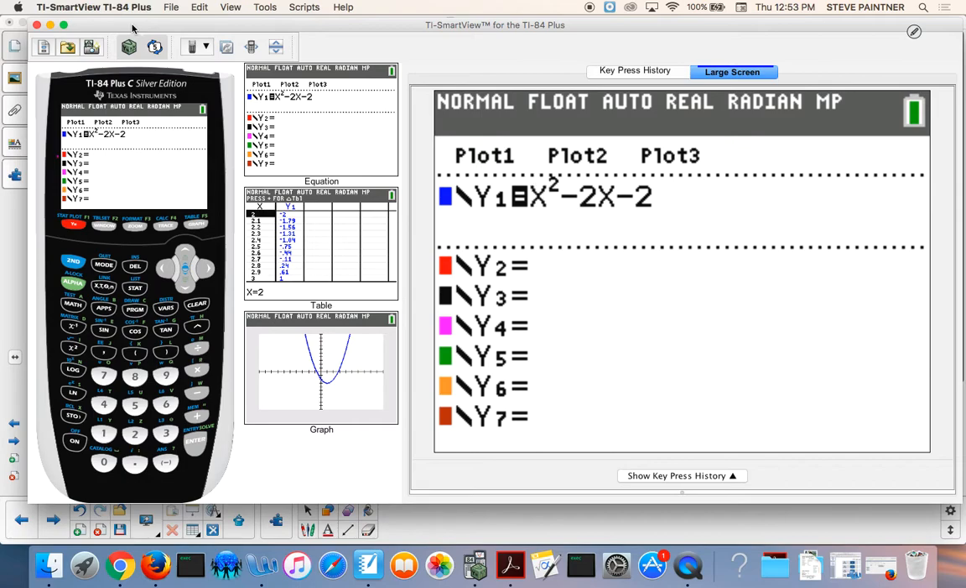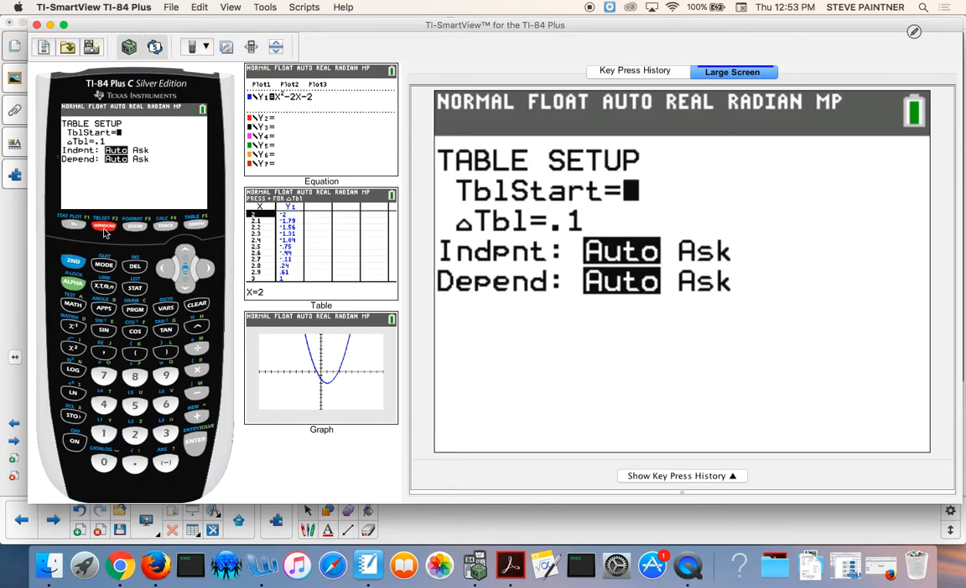Okay, if you went second, table set. Guys, look what it is. Second, table set. It's above window. You can tell your calculator, I want a table. And if I want the table to start at 2, I'll do it. And then this is the change in the table. I don't want to go by 0.1 quite yet. Let me go by just 1. I want my table to change by 1. So it goes 2, 3, 4, 5, 6, okay?